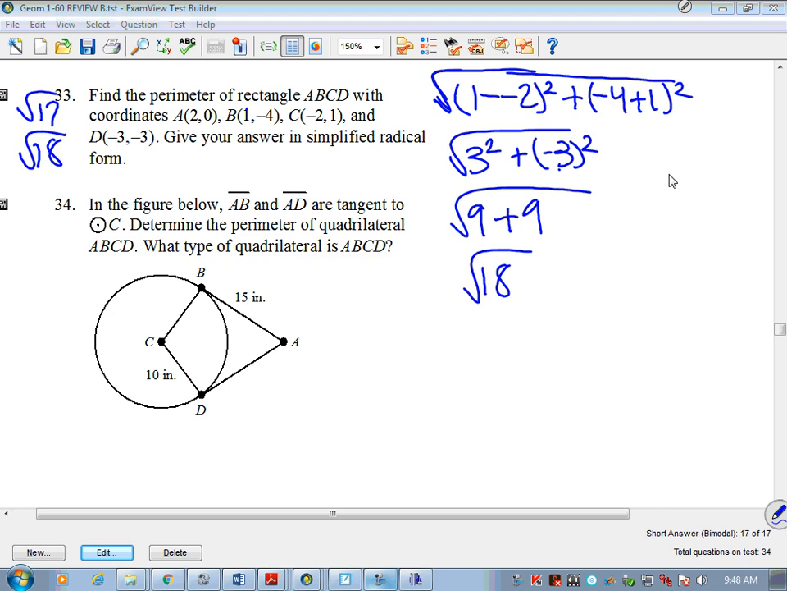I don't know. Let's see if that square root of 18 will reduce. That's 2 and 9. That's 3 and 3. So it's actually 3 radical 2. I don't know if I've got that right or not. 1 minus negative 2, negative 4 plus 1. 1 plus 2 is 3. Negative 4 plus 1 is negative 3. Squaring both of those, I've got 9 and 9, which is 18. All right, well, we'll come back to that if I got it wrong.